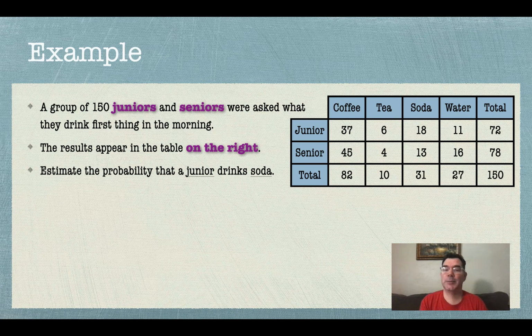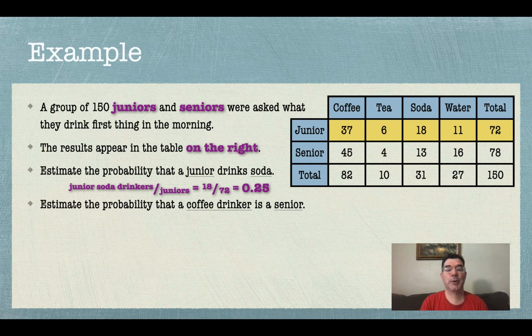So let's estimate some probabilities. The first one I want to know is, if a student is a junior, what is the probability that they drink soda? So since I'm only talking about the juniors, I'm going to focus my attention on the first row, which only deals with the juniors, and there are 72 of them. Out of that 72, 18 drink soda. So the probability that a student who is a junior drinks soda would be 18 out of 72, which is 0.25.